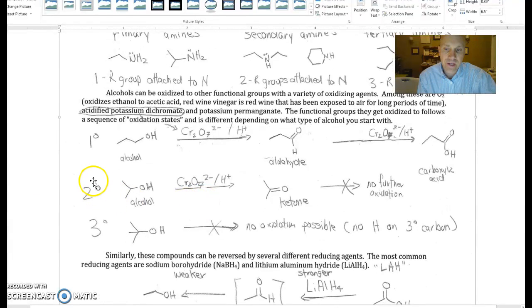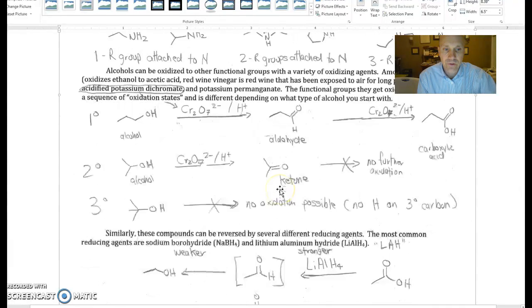What if we had a secondary alcohol? What's the oxidation state that would go up one step from the alcohol? If we remove a molecule of hydrogen from this, we would get a ketone. This acidified potassium dichromate will allow that reaction to happen. But as opposed to the aldehyde, where you could go one oxidation state further, we can't do that with the ketone. This is the end of the line as far as oxidation states are concerned.